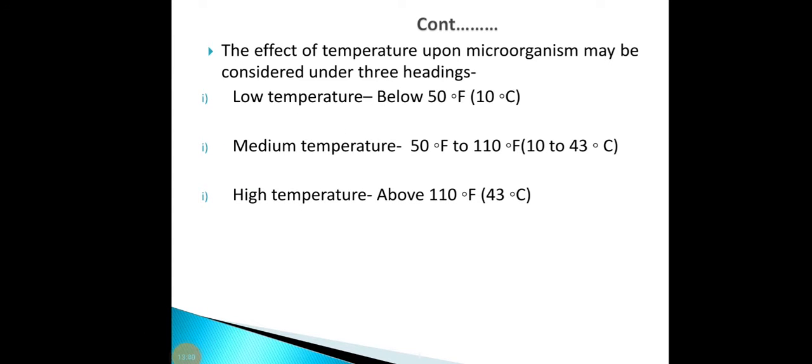The effect of temperature upon microorganisms may be considered under three headings. Low temperature, that is below 50 degrees Fahrenheit, or 10 degrees centigrade. Medium temperature, 50 to 110 degrees Fahrenheit, that is 10 to 43 degrees centigrade. High temperature, that is above 110 degrees Fahrenheit and above 43 degrees centigrade.